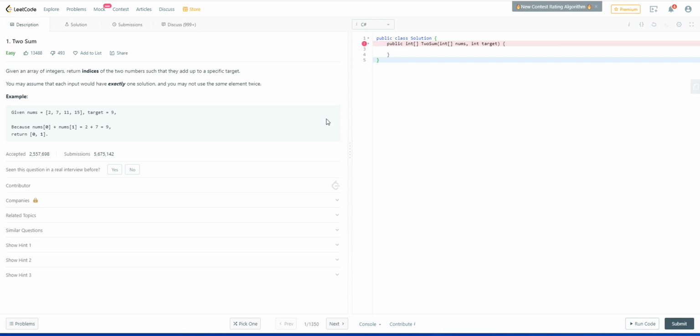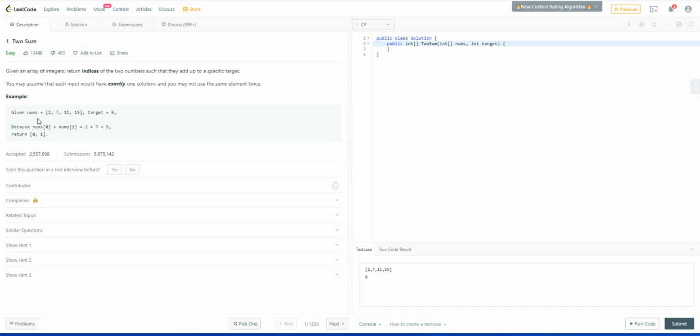Today, we're going to look at LeetCode problem number one, Two Sum. Let's see what this problem is about. Given an array of integers, return the indexes of the two numbers such that they add up to a specific target. You may assume that each input would have exactly one solution, so that's important. And you may not use the same element twice, so we're going to get to that as well. Always read your problem carefully and understand the conditions and what it is looking for.